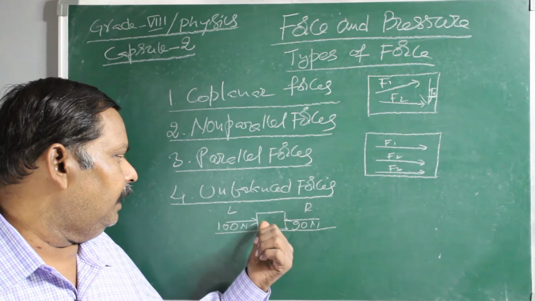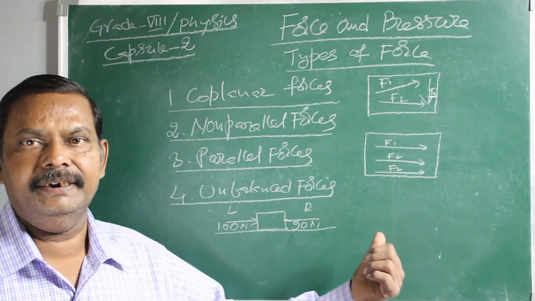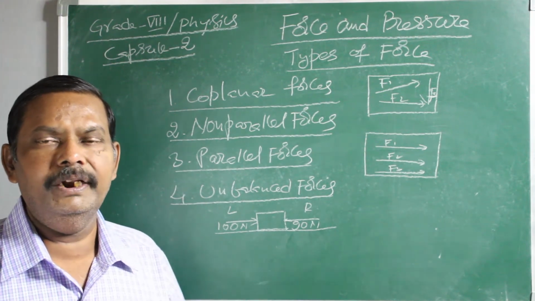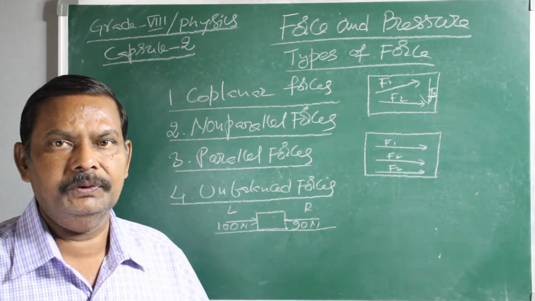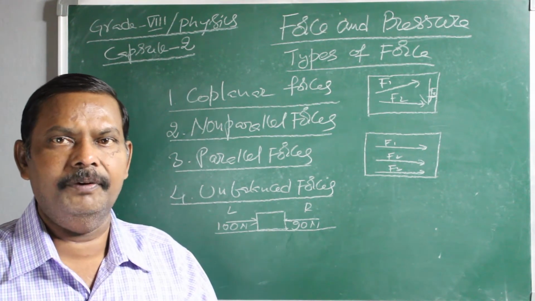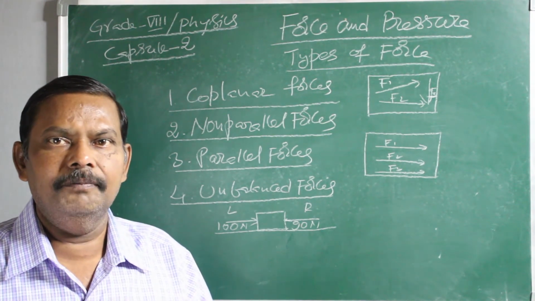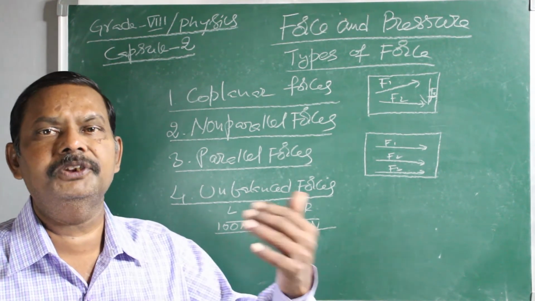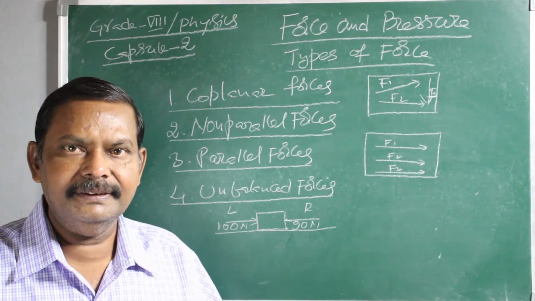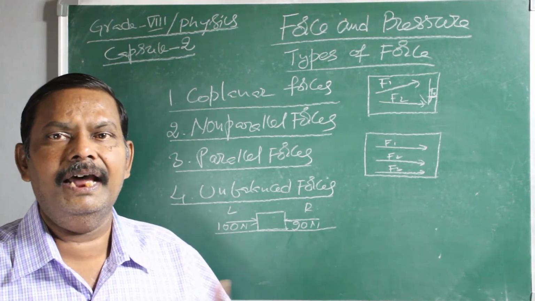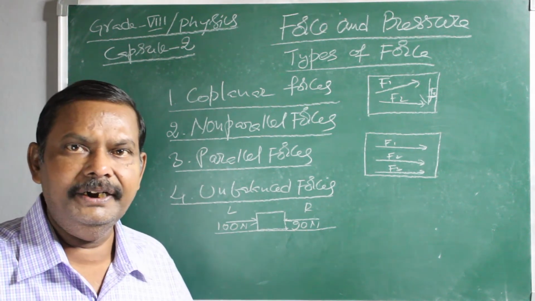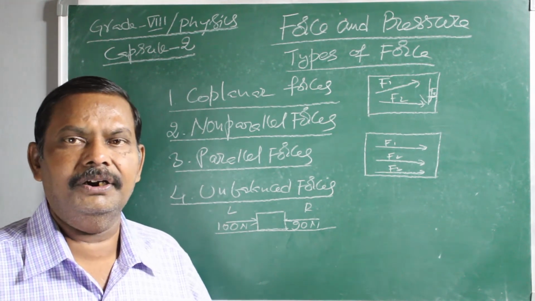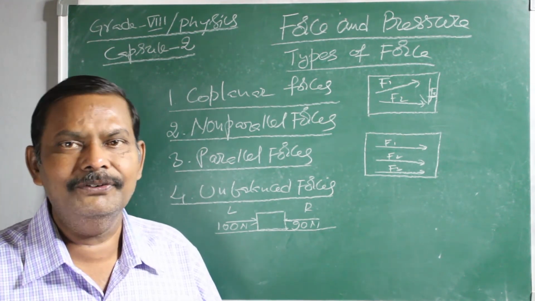Here, on this body, from left to right, 100 newtons of force is acting, and from right to left, only 90 newtons of force is acting. So, two forces are acting on the same body, they are parallel forces, but they are in the opposite direction. In such a case, we can see some change in the position of the body. And in that case, the forces are called unbalanced forces. So here 90 newtons and 100 newtons forces acting on the body are called unbalanced forces.